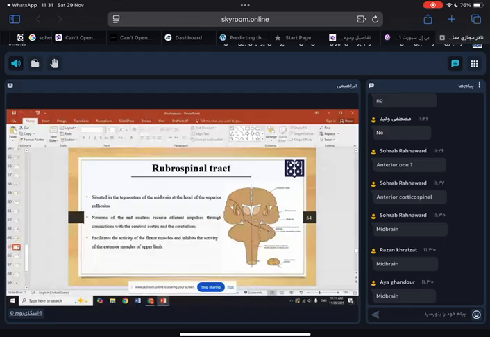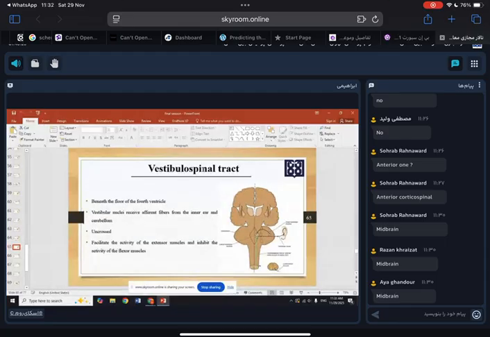The next one is vestibulospinal. The vestibular part, I told you before, is located between the pons and medulla oblongata. It starts from the vestibular nucleus. They get the information from the internal ear and cerebellum, and the function of the vestibulospinal is in reverse to the previous one, the rubrospinal. It means that the vestibulospinal facilitates the extensor muscle and inhibits the flexor muscle. So the functions of vestibulospinal and rubrospinal are opposite.